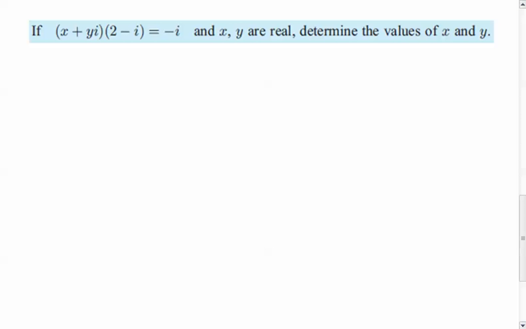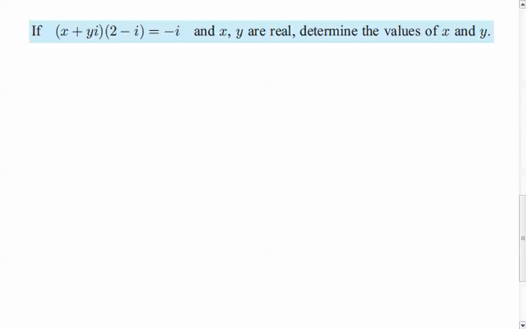Example number 2. Here we go. We've got x plus yi times 2 minus i equals negative i, and x and y are real. Determine the values of x and y. Now, you can tell with two variables, you could possibly do something with simultaneous equations, but we don't really want to have to do that because we've only got one equation here.